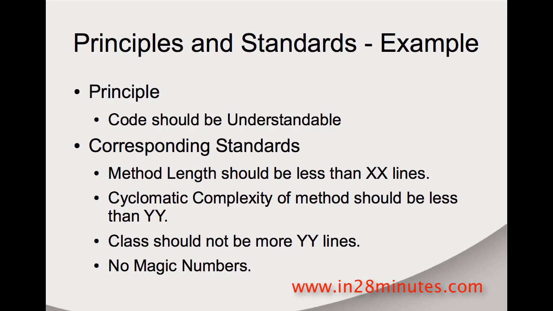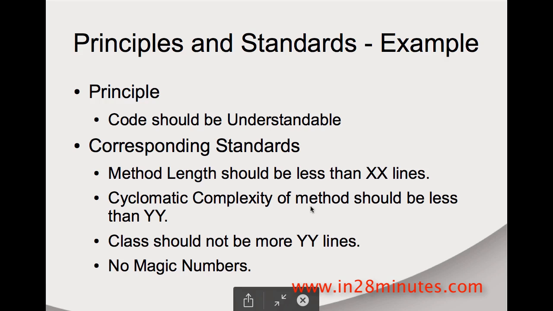Let's take an example. One of the principles is that code should be understandable, so readable code. That's a principle. We derive a lot of standards from that. One is that you should have methods of length less than 20 lines. So no method should exceed 20 lines. But does that make code understandable? No, it doesn't. Standards don't guarantee the principle, but we derive the standards from the principles, and we think applying these kinds of rules will make programmers write more readable code.